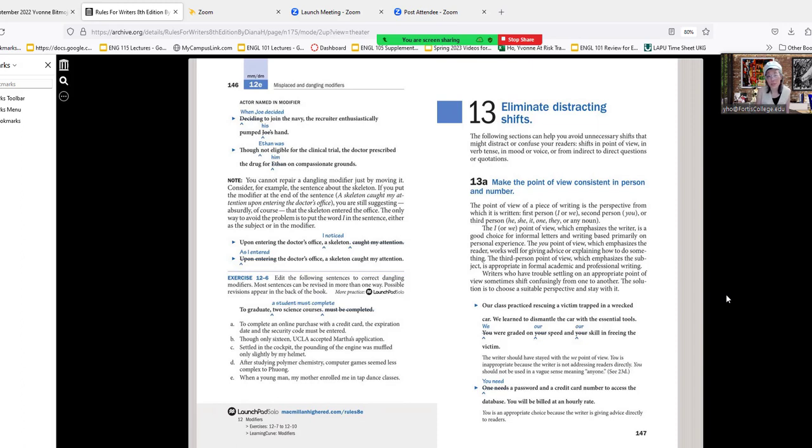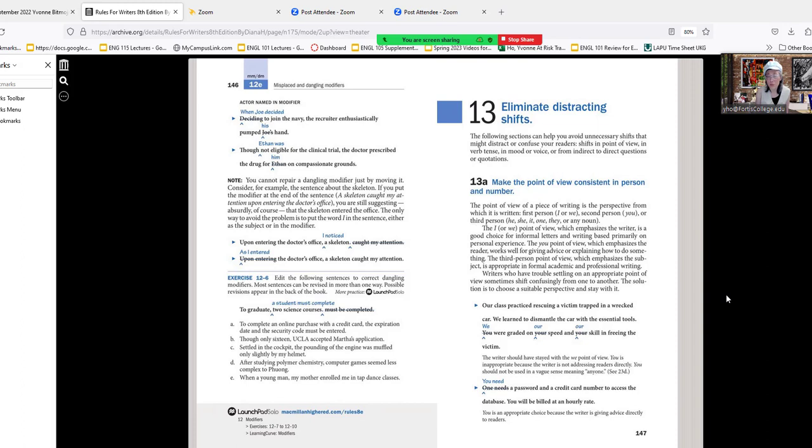Second person case, you or your, is used when you're talking directly to the reader, giving the reader advice, telling the reader how to do something. So that's second person case. And then third person case, he, she, and they, is used when you are writing about somebody, kind of like in case studies from research.